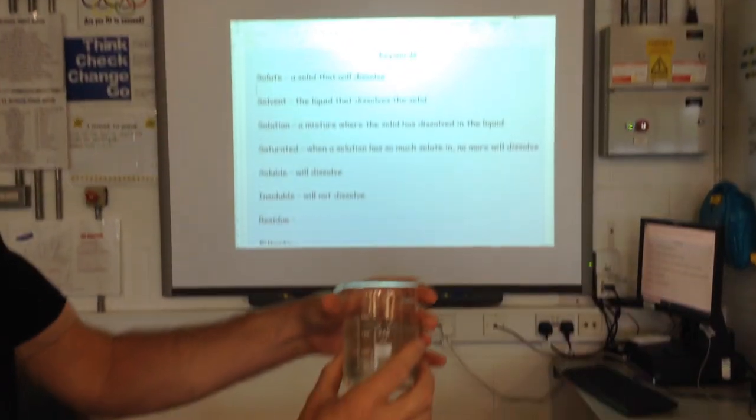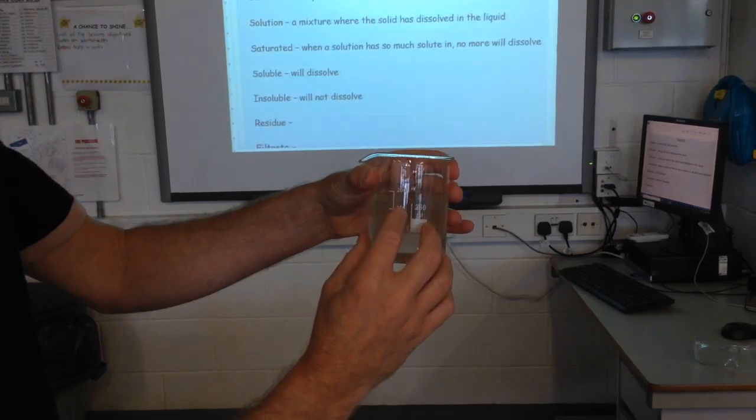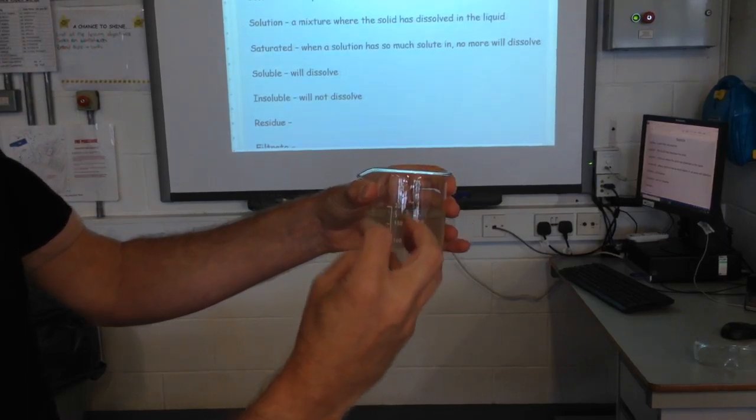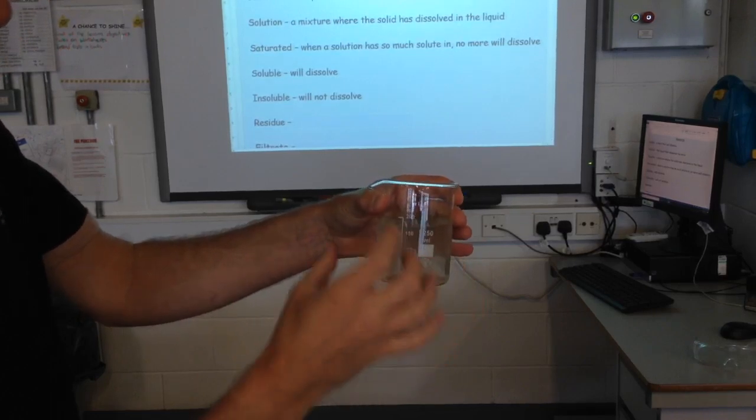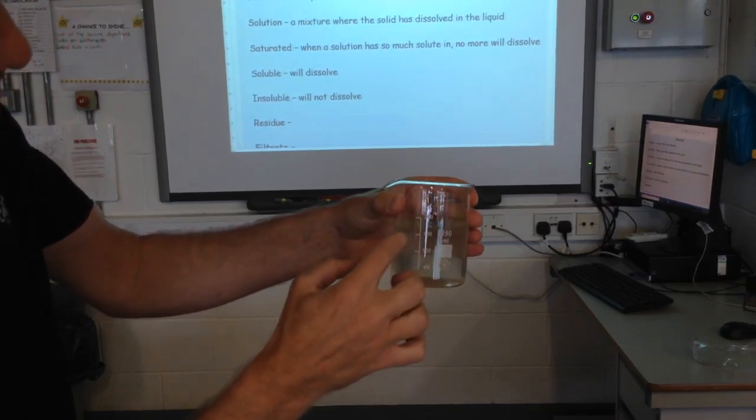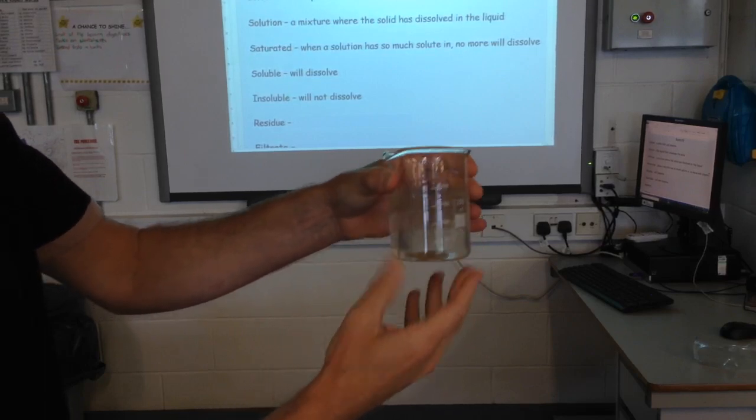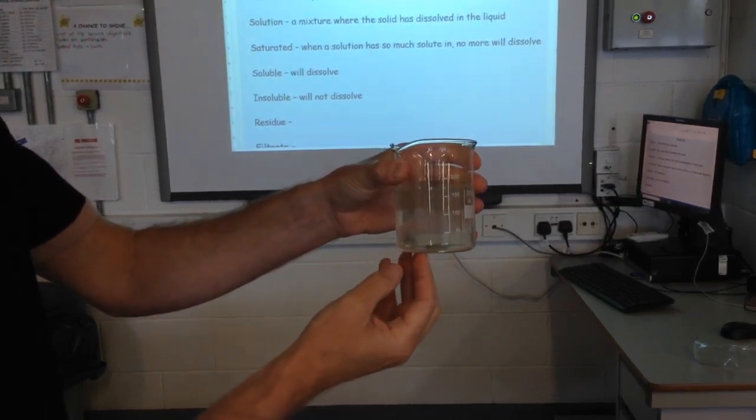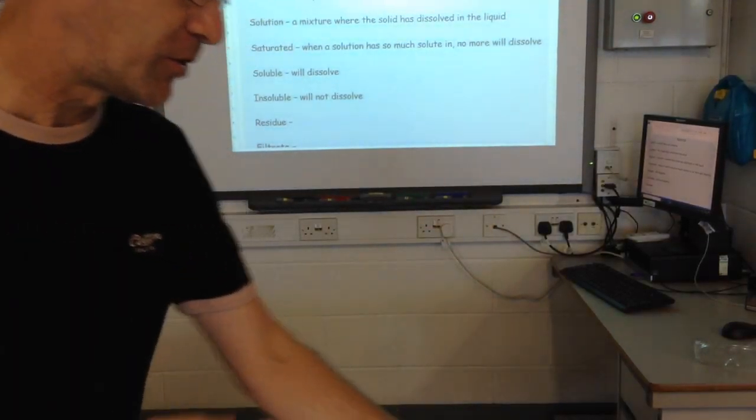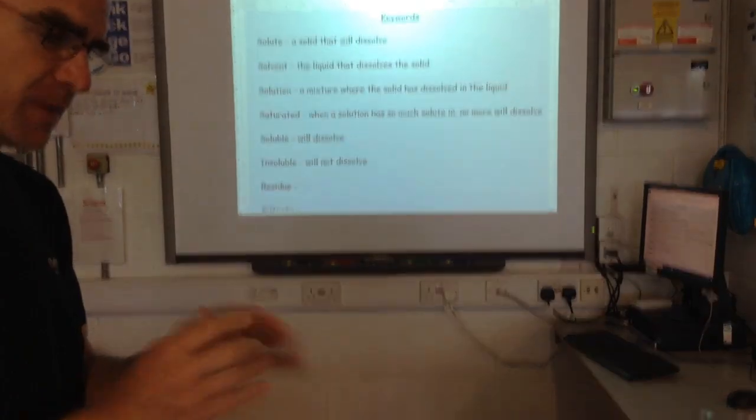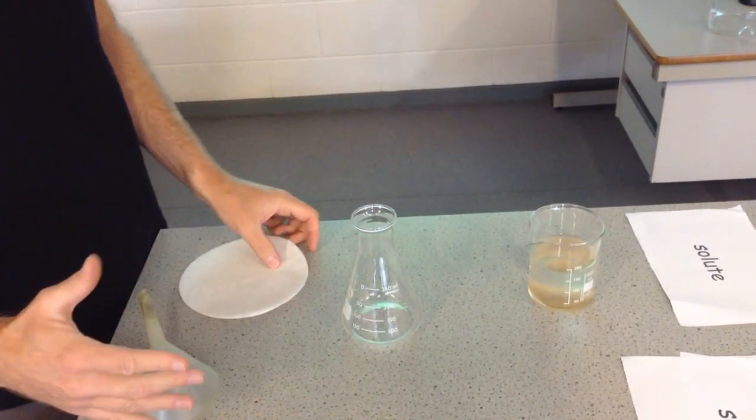So right now I've got water, which is my solvent, salt, which is my solute, which has dissolved. So I've got a salt water solution here, but I've also got some sand. My sand is insoluble, sitting on the bottom. What I'd like to try to do now is to separate it. Can I separate that? So this is where filtration comes in.